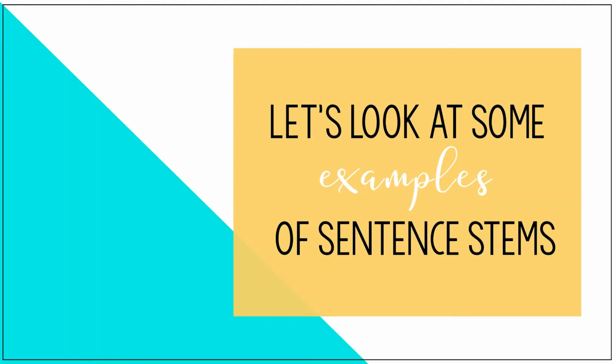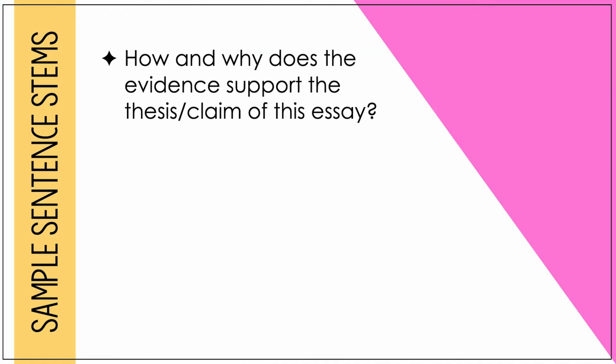So let's look at some examples of sentence stems. You might want to write these down, and you can take these and just put them on the board in your classroom the next time students are writing an essay or a short response that requires justification. Okay, so if this is what we want students to do, how and why does the evidence support the thesis or claim of this essay? That's what we're asking them to do with justification, right? So if that's what we're asking them to do, how do we get them to do that?